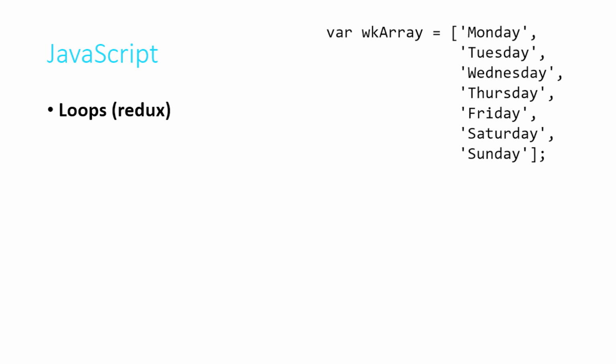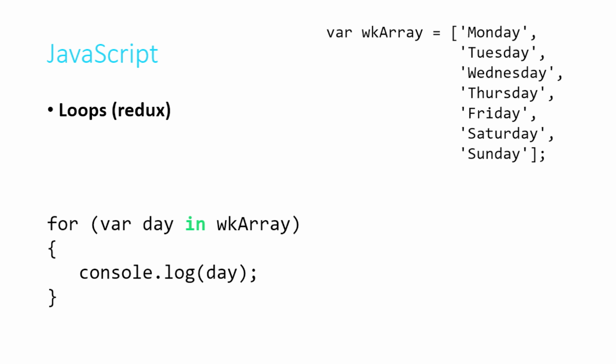So we have here a week array that has 7 elements in it: Monday, Tuesday, Wednesday, Thursday, Friday, Saturday, Sunday. And I want to use a for var day in week array. So I want to use a for in loop, and I want to console.log. Console.log is sort of the JavaScript equivalent of printf. You can access it using developer tools in most modern browsers.